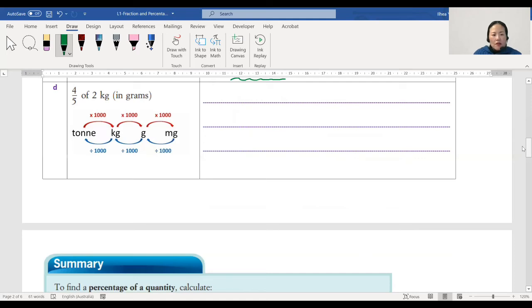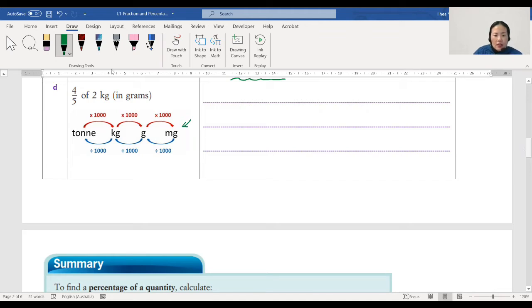Okay, so it's 4/5 times 2 kilograms, but we need to change the kilograms into grams. So I'll put the unit diagram here. You need to memorize this, guys. The good thing about this one is everything is times by 1,000 or divided by 1,000. Anything with kilograms, grams, milligrams, or tons is times by 1,000 or divided by 1,000.